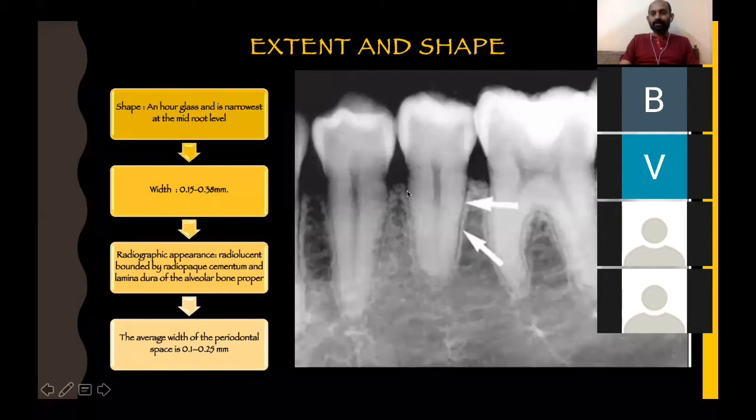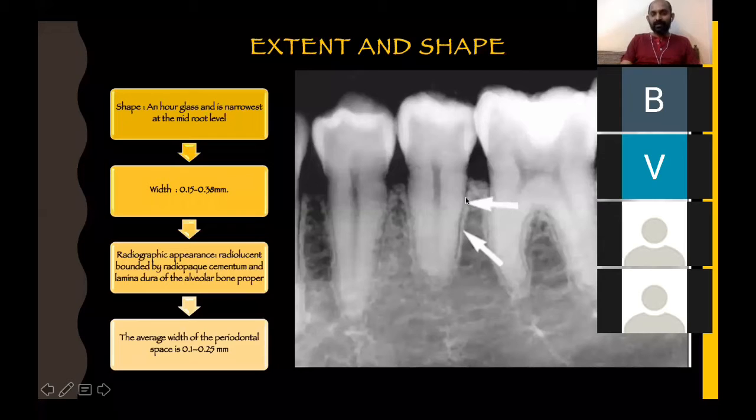Usually a soft tissue on an X-ray is not visible. So hence it appears as an empty space. So this periodontal ligament here, this is the area where the periodontal ligament is there. So that appears as a radiolucent area or a black area surrounding the tooth.